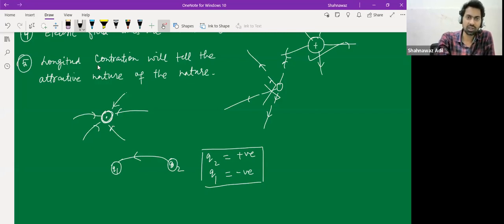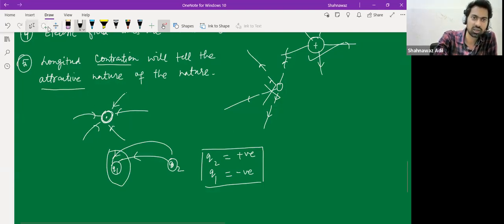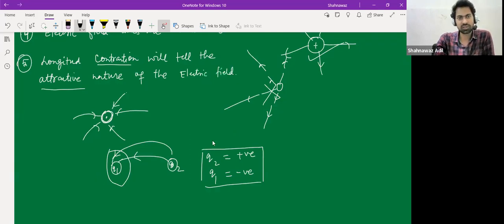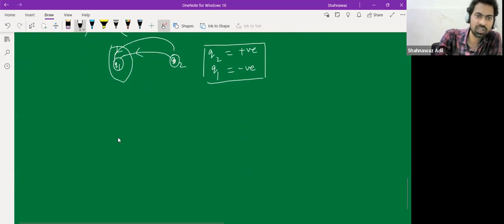So you see that the field lines are contracting at this point. Okay. So this contraction tells about the attractive nature of the electric field lines or electric field. Understood, guys? Yes, understood. Yes, sir.